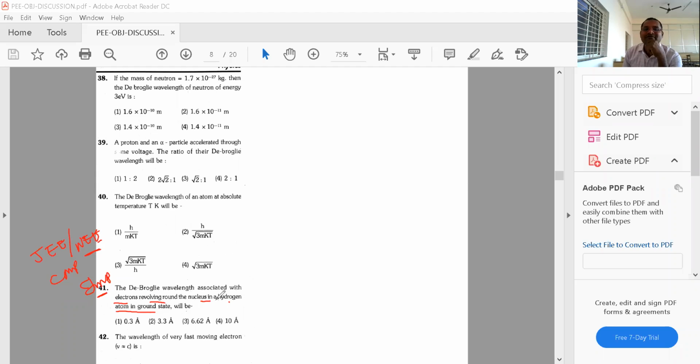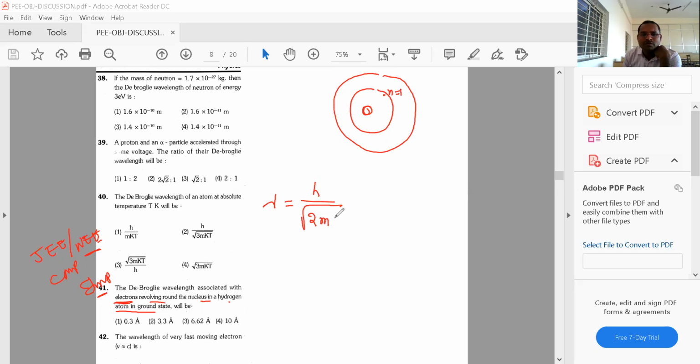De Broglie wavelength of an electron. See, they have given the particle is electron, revolving around the nucleus in ground state. So this is the nucleus and the electron is rotating around the nucleus in a particular orbit. This is the ground state, n equal to 1. Now we know de Broglie wavelength lambda is equal to h upon root 2m into kinetic energy, or energy we can say, h upon root 2m into energy.